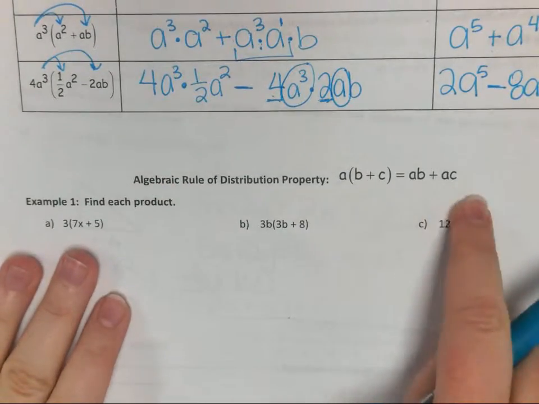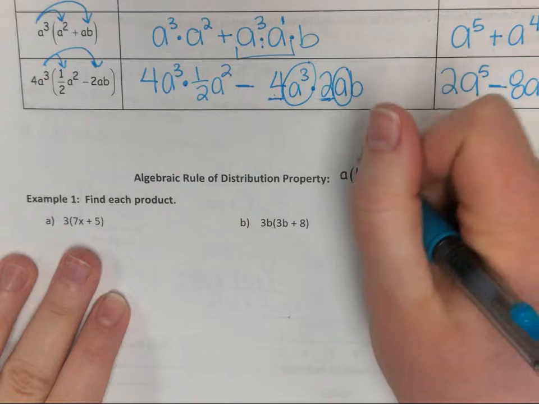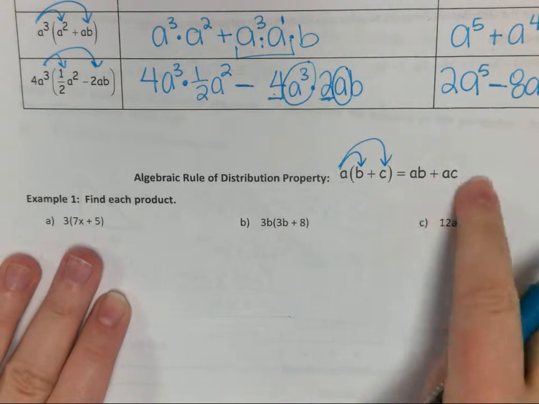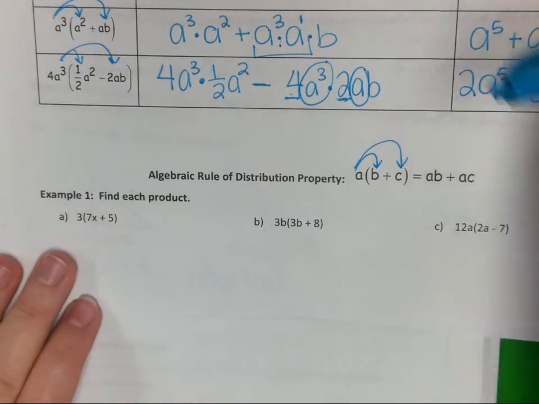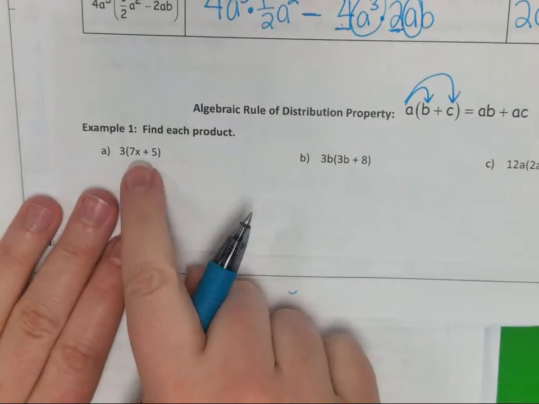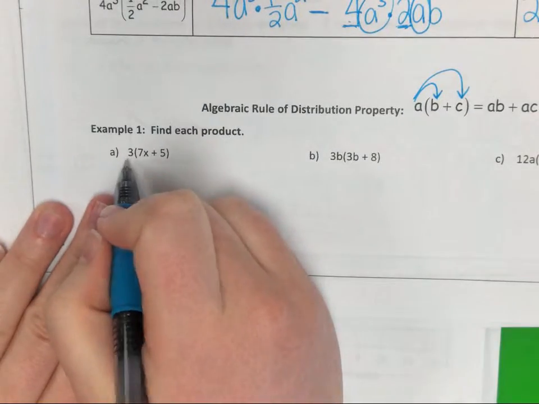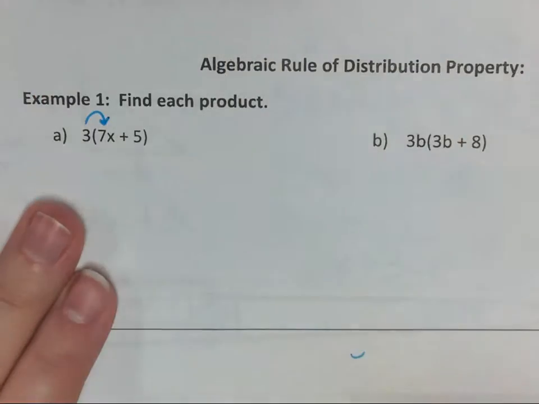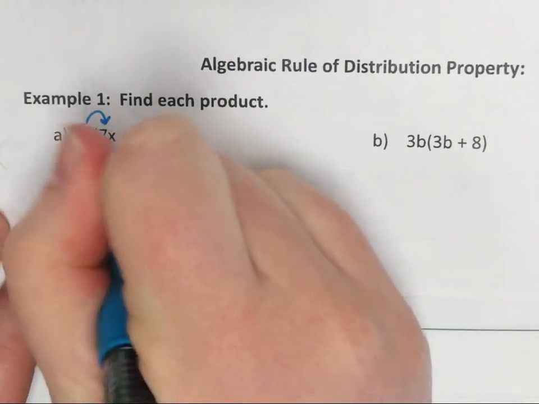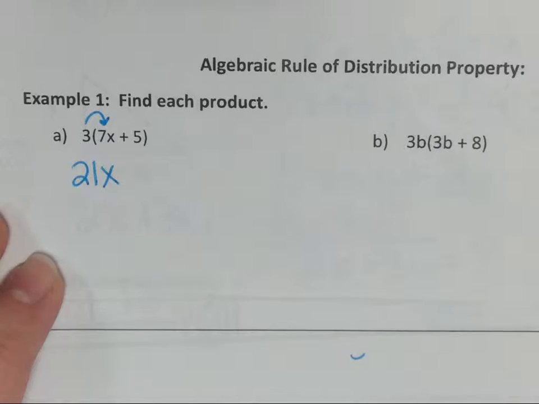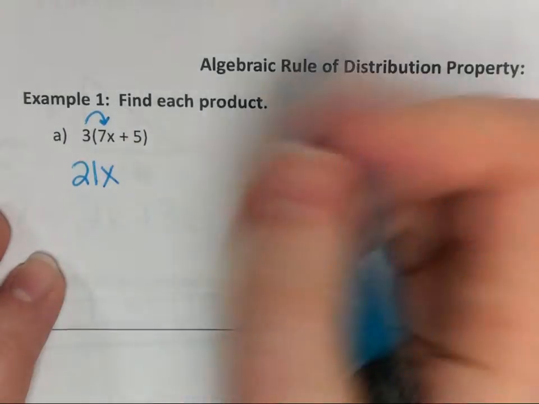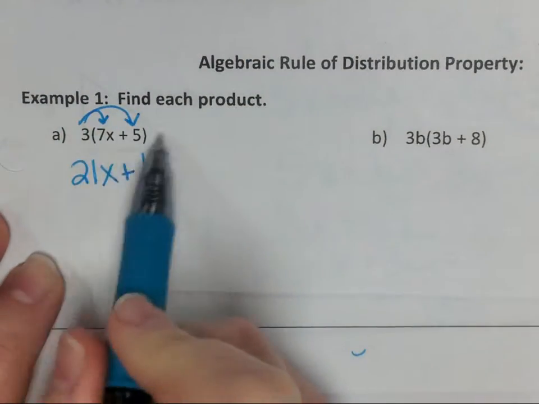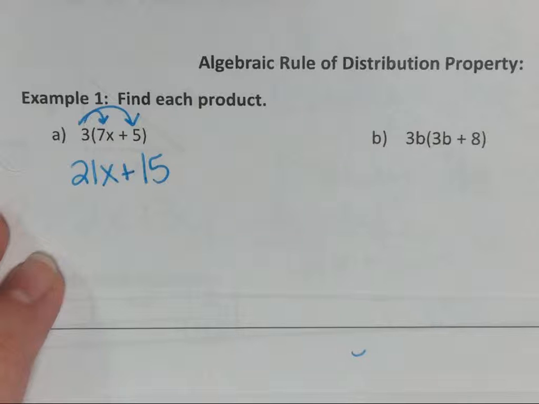Yes, ma'am. Okay, so here's our distributive property rule. You guys know A times B is AB plus A times C is plus AC. Okay, and that's what we're using here. So let's go ahead and do our examples. These are a little bit simpler. So what do I need to do here? Multiply. Good. 3 times 7x gives us what? 21x. And then what's going to go in the middle? Plus, good, 3 times 5 is 15. So this is our basic distributive property, and that's what we're using here.